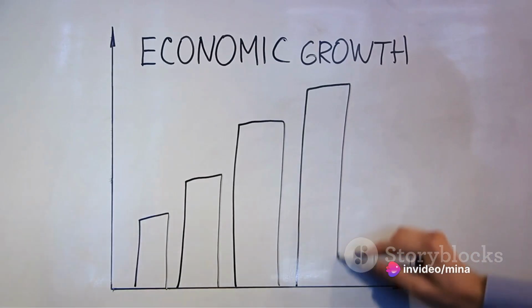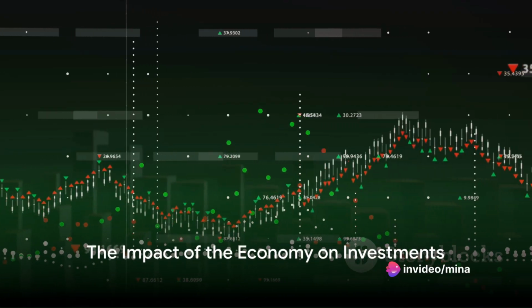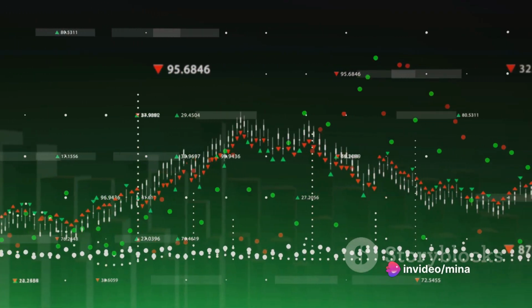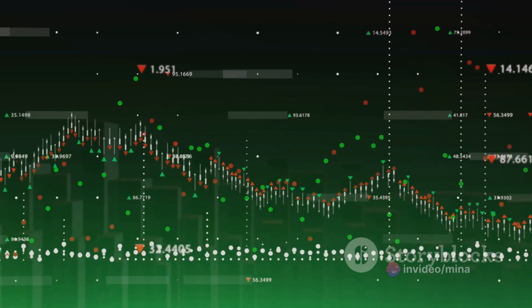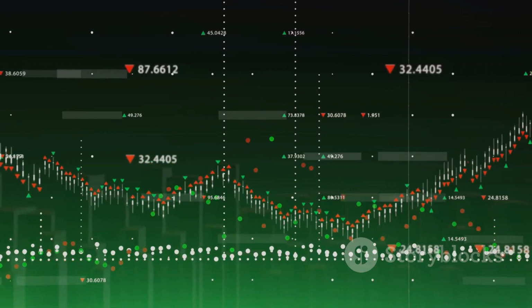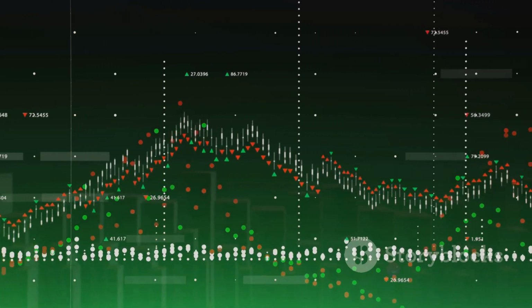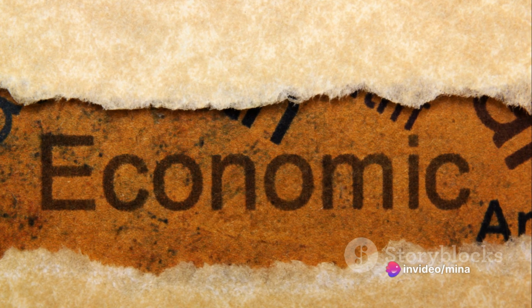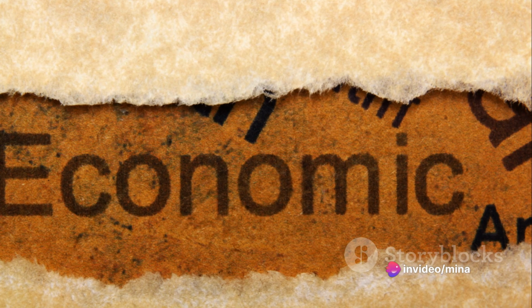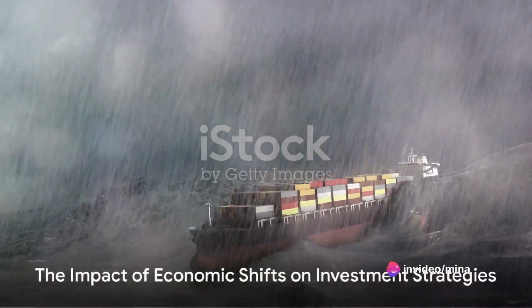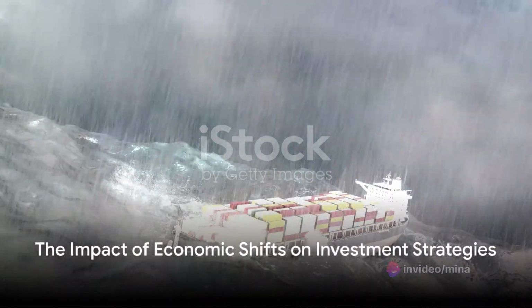In conclusion, changes in the economy can significantly impact investment outcomes. From inflation and interest rates to market trends and economic indicators, understanding these aspects of the economy can help guide investment decisions. As we can see, the economy and investments are inextricably linked. So what happens to our investments when there are shifts in the economy?